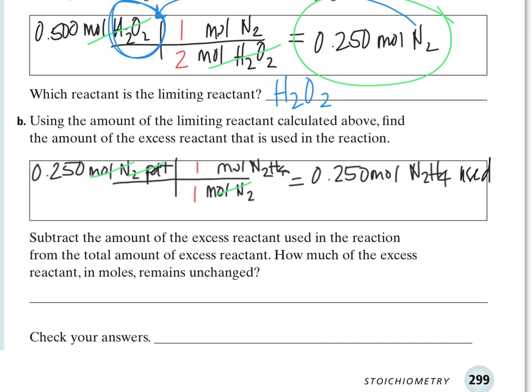Let's do a little bit of subtraction here. I had 0.75 moles of N2H4 given. Isn't that what I started with? I had 0.250 moles used.